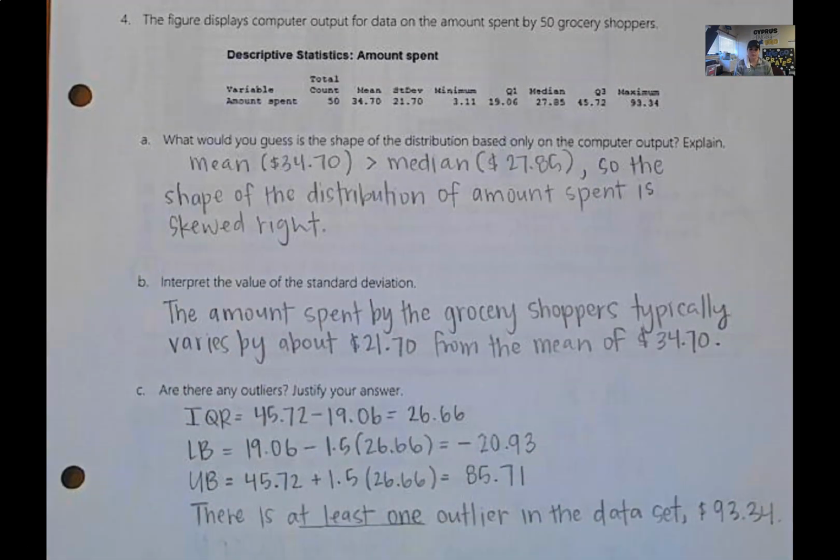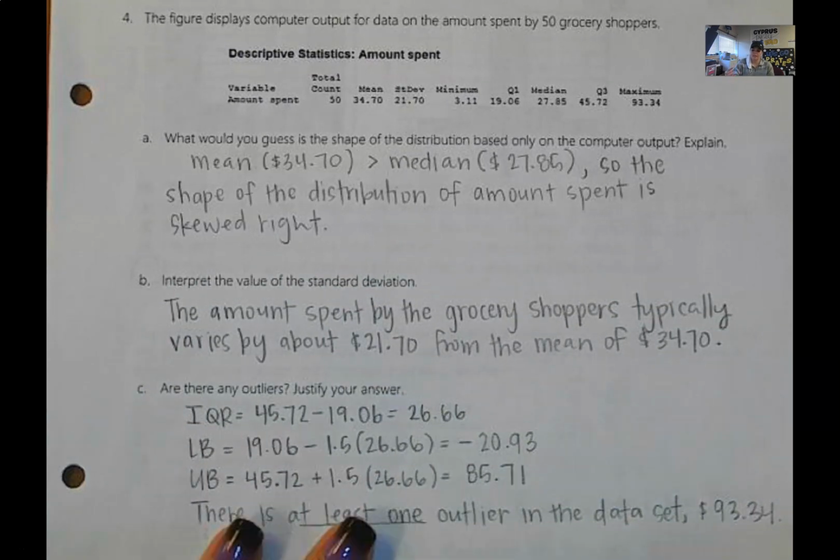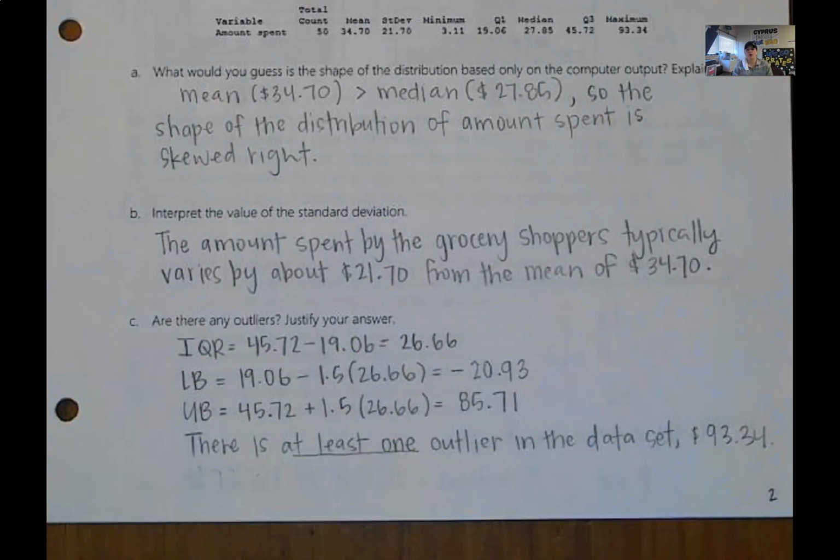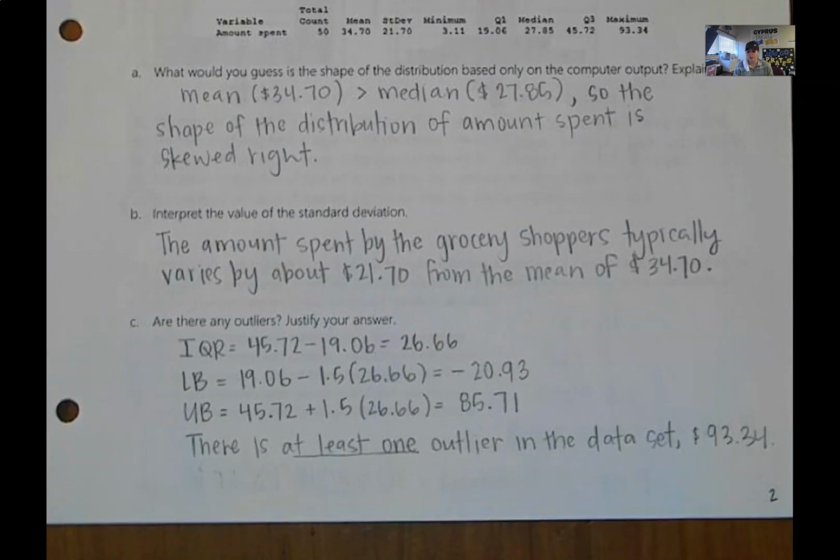4. The figure displays computer output on the amount spent by 50 grocery shoppers. What would you guess is the shape of the distribution based on only the computer output? Explain. Once again, shape and summary statistics are related. So shape and mean and median all go together.